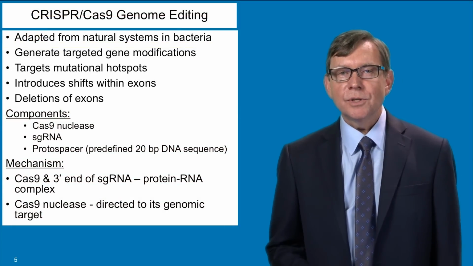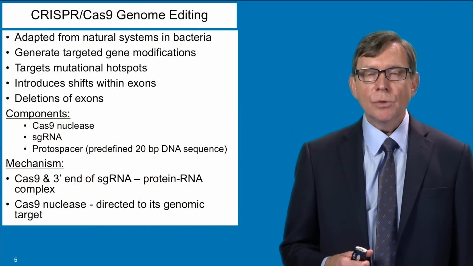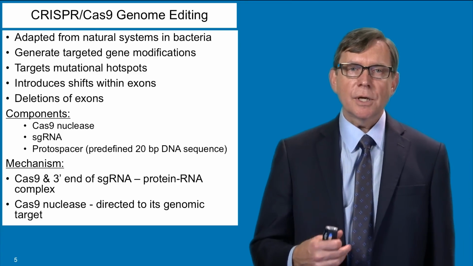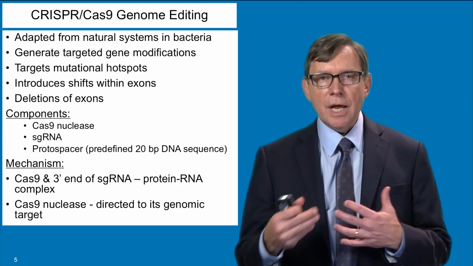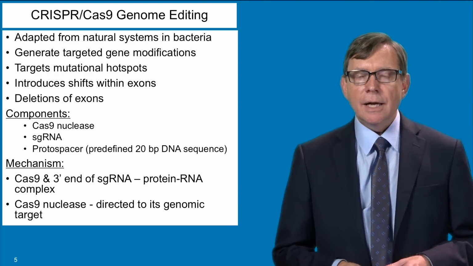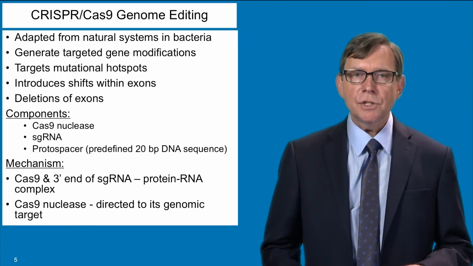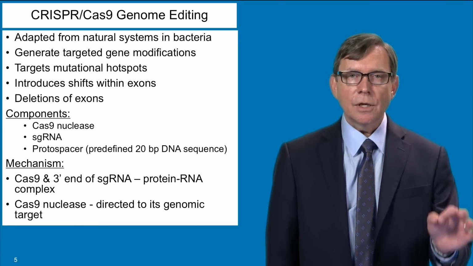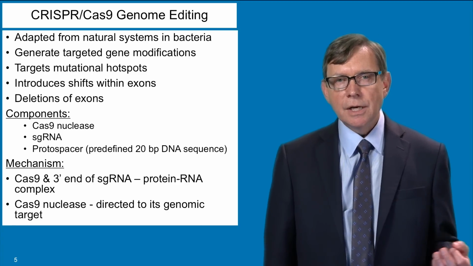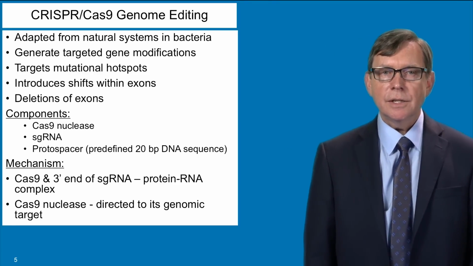Well, here's an answer to that previous question, and that is to take advantage of a new system for genome editing based on the CRISPR-Cas9 system. So what is CRISPR-Cas9? This is a natural system that was identified in bacteria, and it's a method that can be used to generate targeted genetic modifications. In other words, it's a system that can go in and bind to specific sequences in the DNA of cells and cause predictable targeted modification of that DNA sequence.